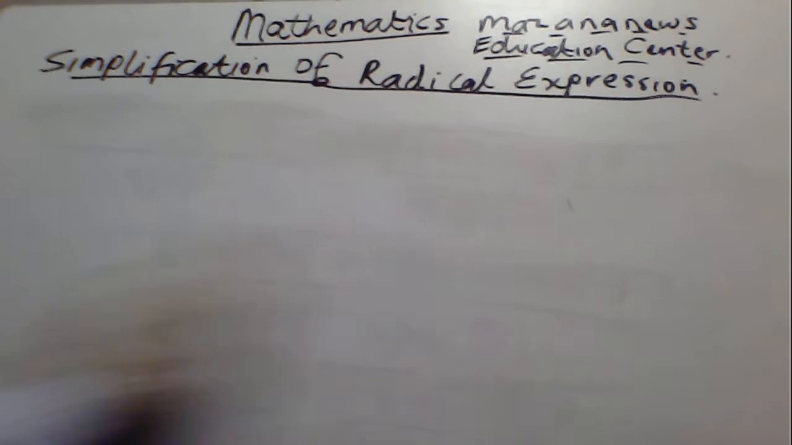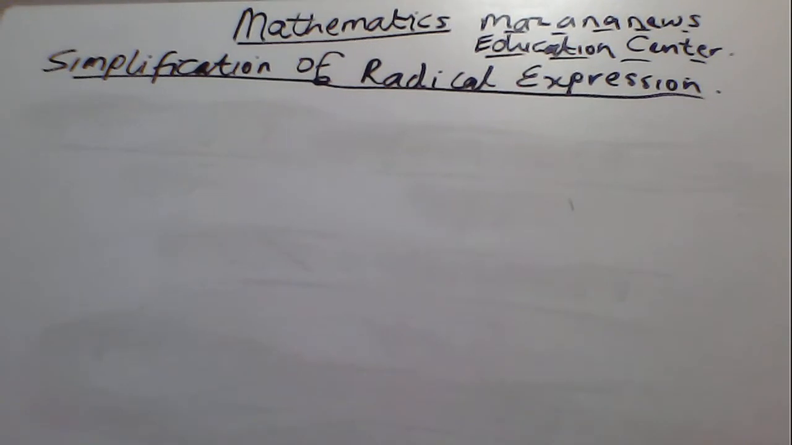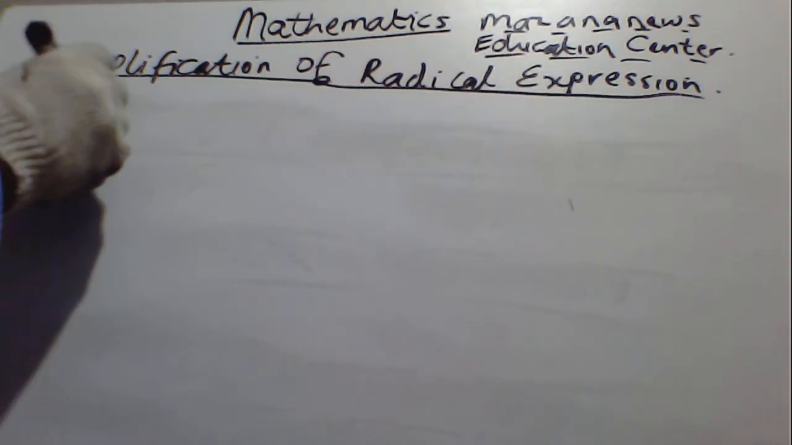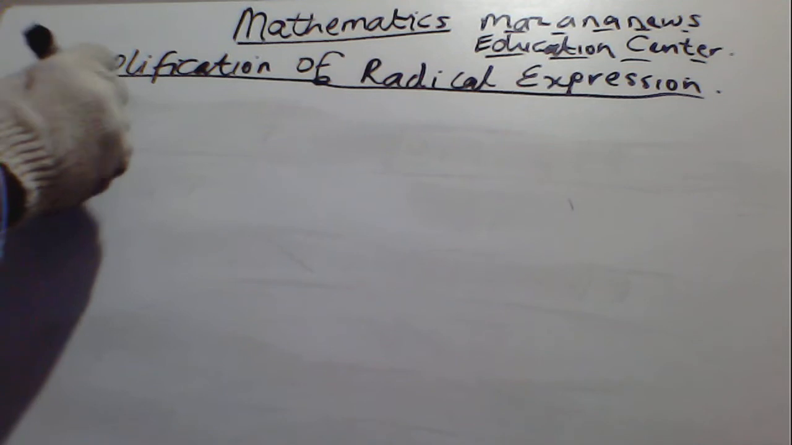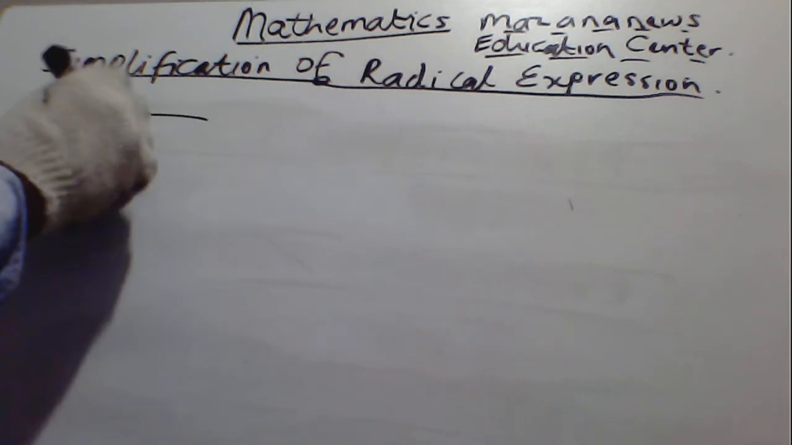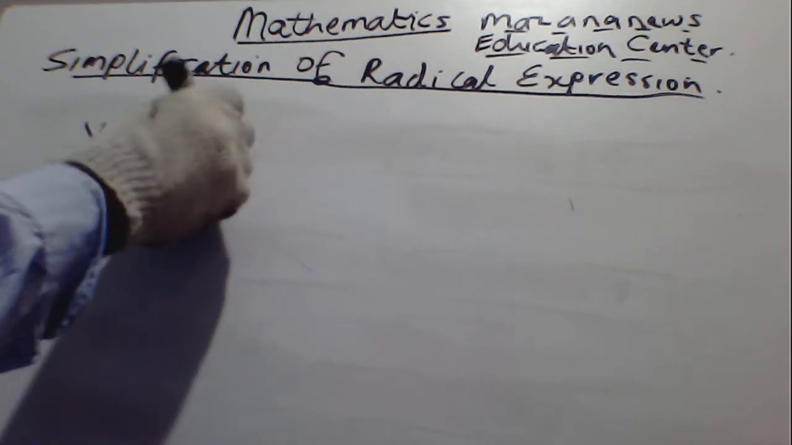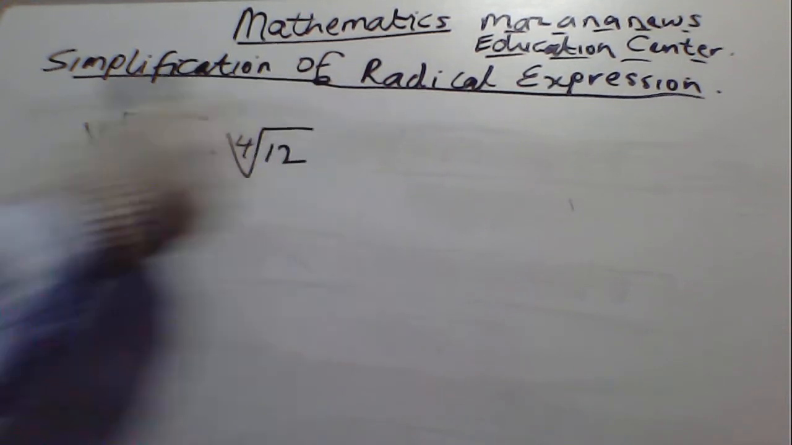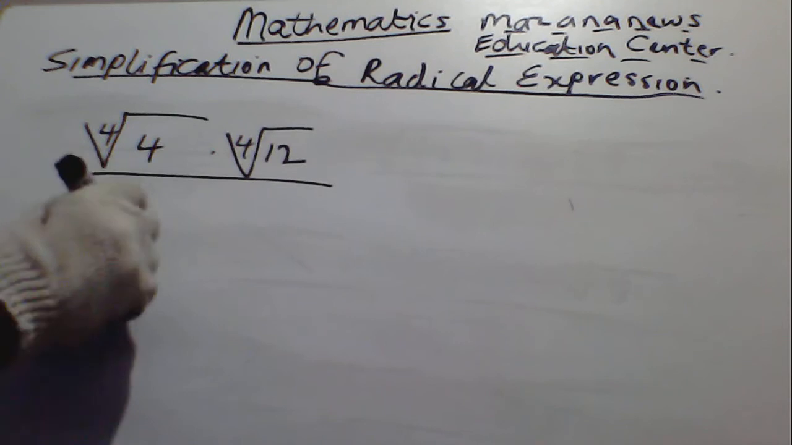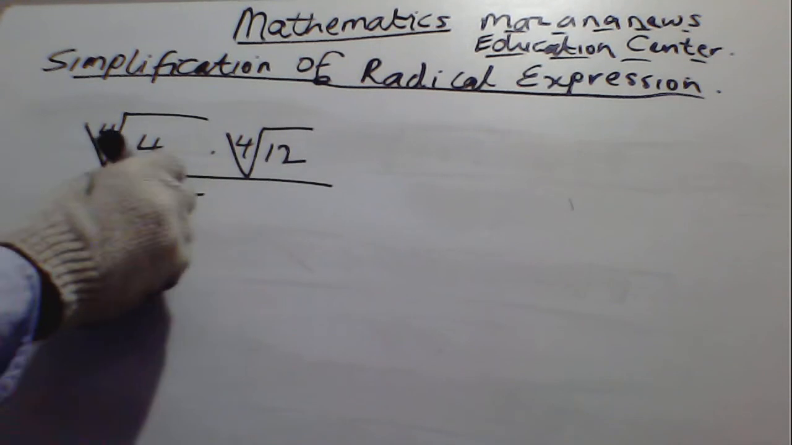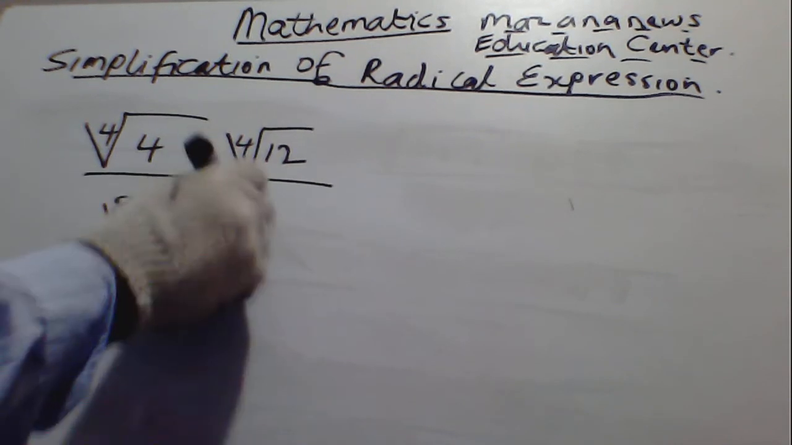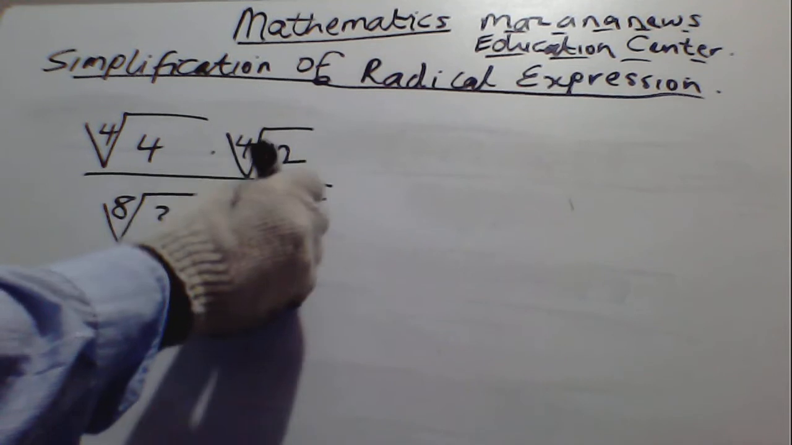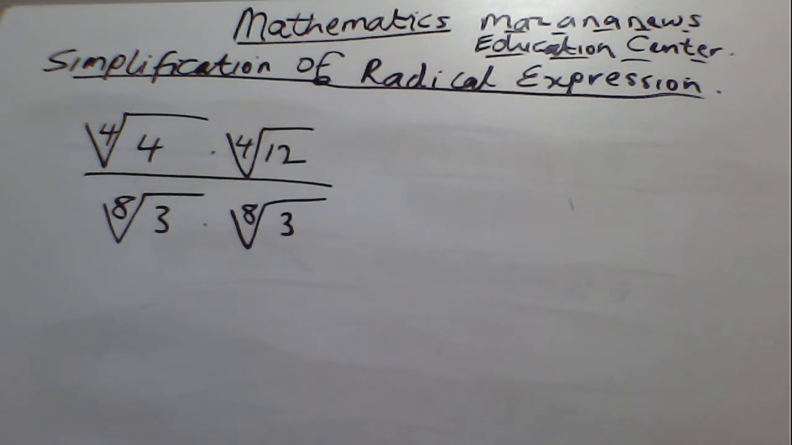So the second example, for example, you are given the cube root of 4 multiplied by the cube root of 12, divided by the 8th root of 3 multiplied by the 8th root of 3. So how do you simplify this radical expression?